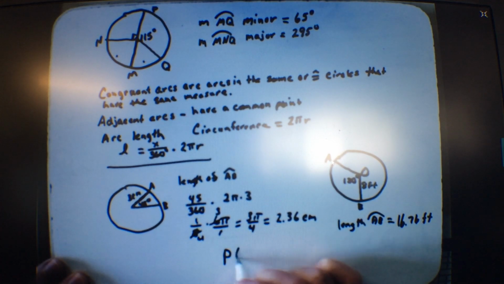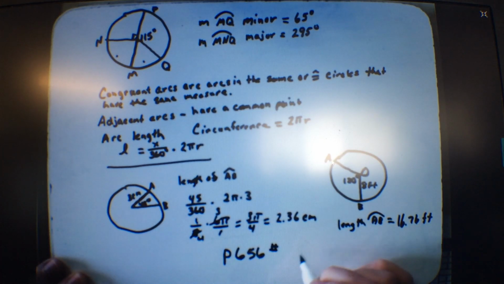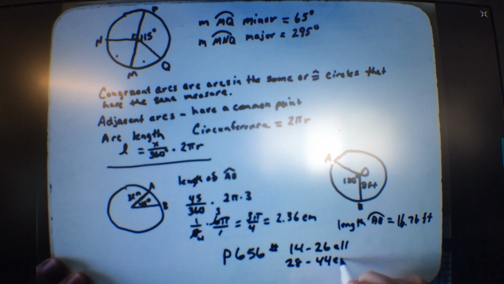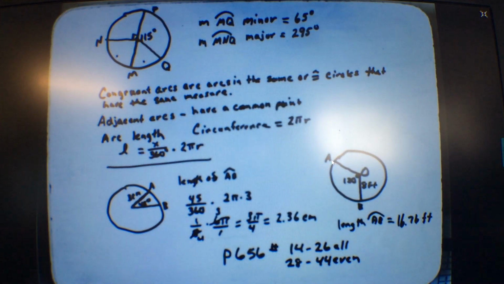So your assignment is page 656, numbers 14 through 26, and that is all. And then 28 through 44 even. Somebody wants to write that on the board. It's worth 36 points. I would like it due at the end of tomorrow's period. Okay? All right.